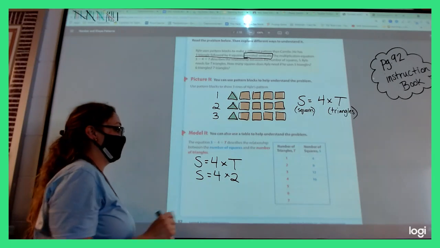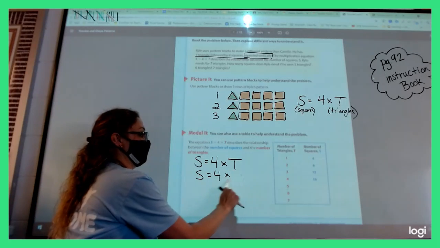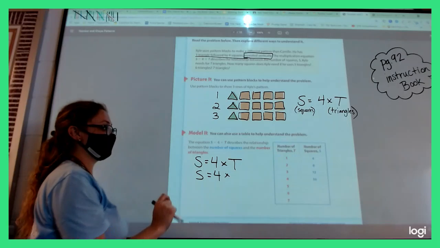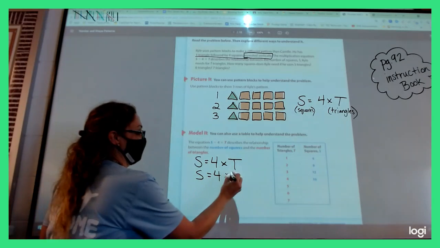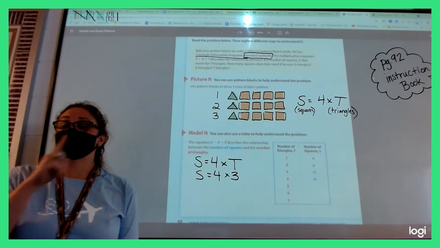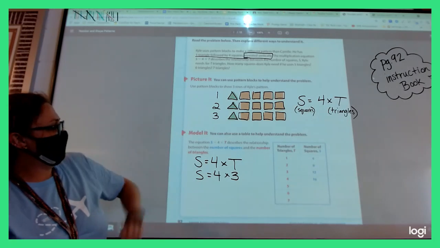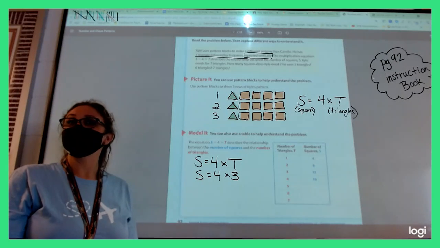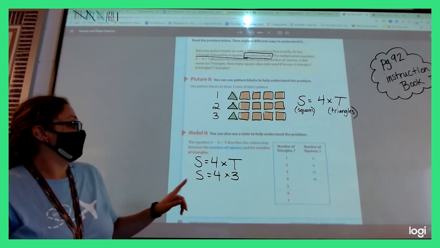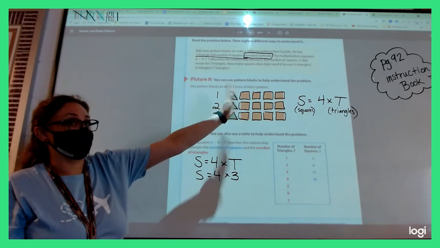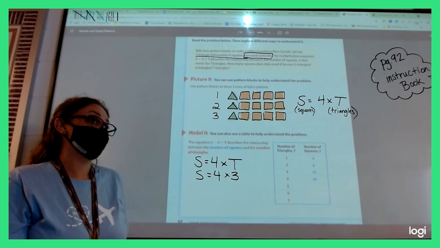I sure do. I could fill this t in for any number in the world, and it would tell me how many squares I would have. Let's try 3, and we'll see if we're right. All right, 4 times 3 is 12. Please don't blurt. Does that make sense up there? If I have 3 triangles, do I also have 12 squares in my patterns? Yeah. So, all right, 3 triangles. 1, 2, 3. Are there 12 squares when I use 3 triangles?